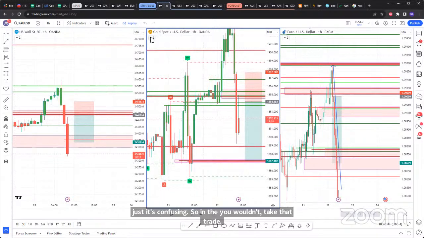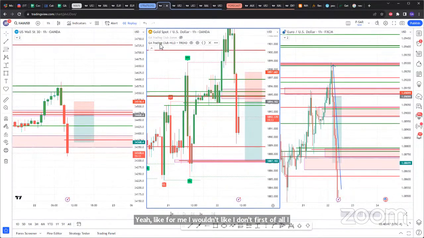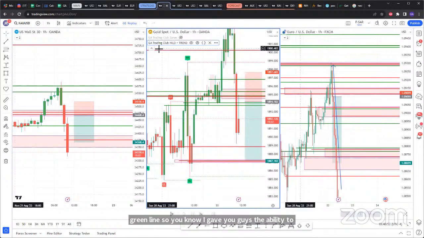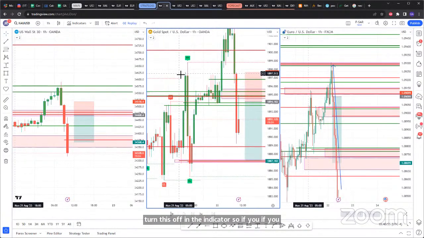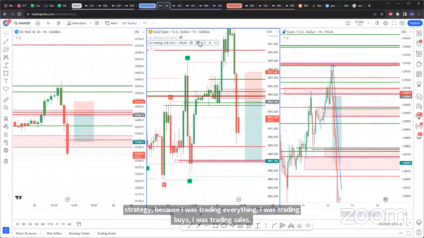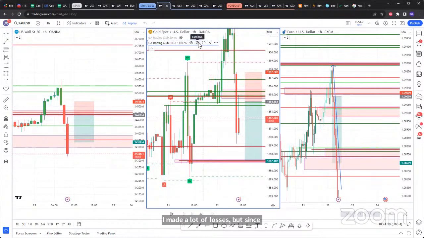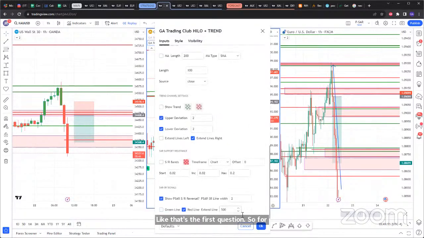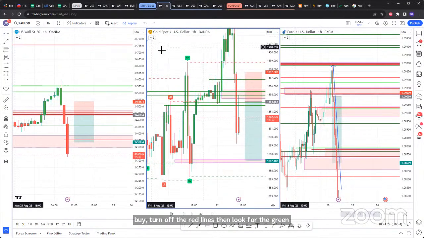First of all, I wouldn't even have taken it because I turned off the green line. I gave you guys the ability to turn this off in the indicators. I was honest with you guys, and I showed you, I made a lot of losses in the first 2 days that I deployed this strategy, because I was trading everything. I was trading buys, I was trading sells. I made a lot of losses. But since I've included such things, like if the daily bias is bearish, why am I looking to buy? That's the first question. So for me, personally, I am not looking for buys, but I just showed you guys, if you really, really want to buy, turn off the red lines, then look for the green lines, and you will find an entry somehow.